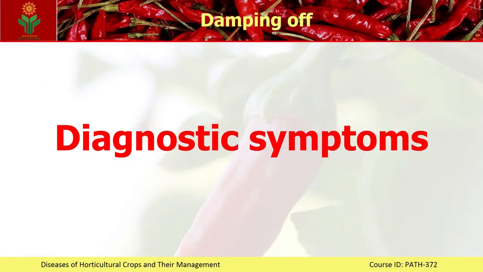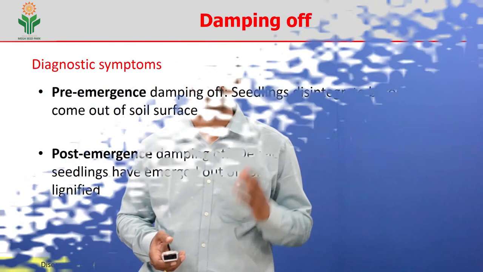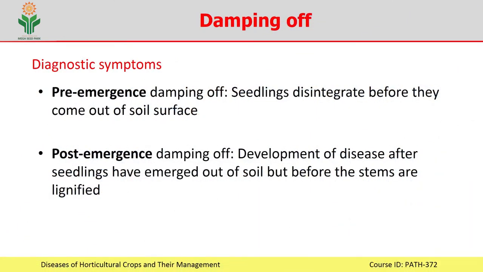The diagnostic symptoms can be observed only in nursery beds, because only the young seedlings are susceptible to the pathogen. Here, the disease can be seen in two phases. One is known as pre-emergence damping off, the other is known as post-emergence damping off.